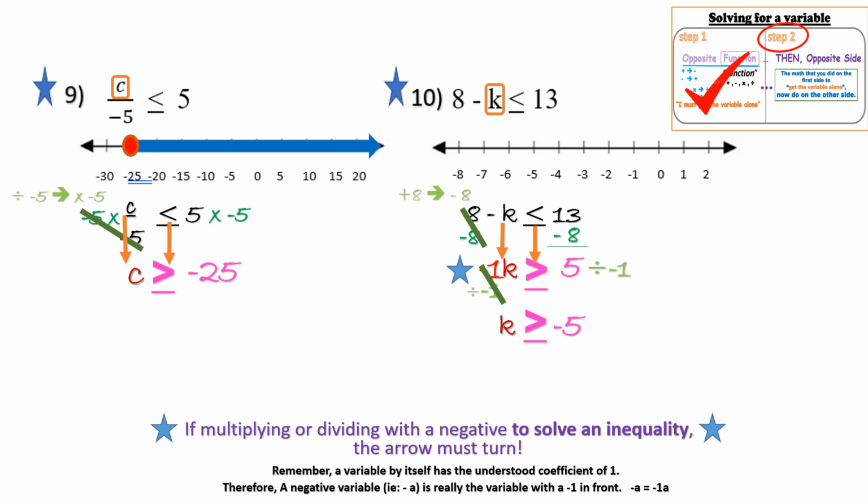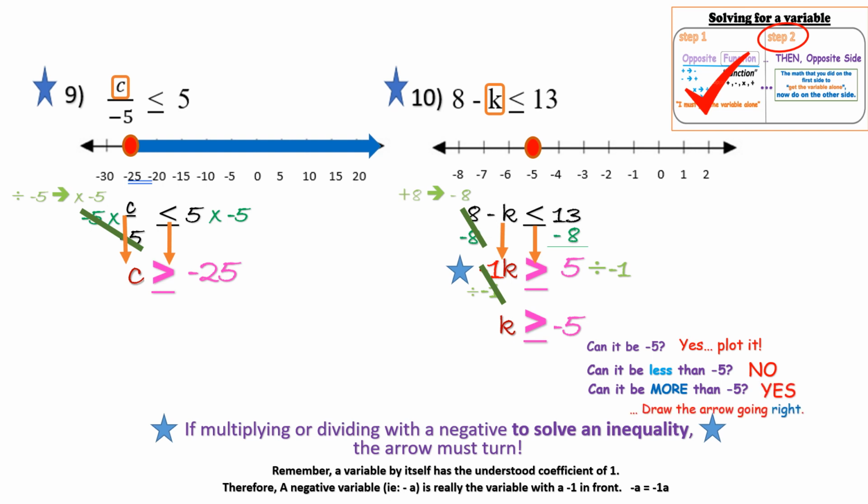Because therefore, when I go to plot it on my graph as an inequality, my arrow is now pointing in the right direction. So I can ask, can k be negative 5? Yes, it can. So I know I want to plot a complete circle at negative 5. Can it be less than negative 5? Well, the arrow is now pointing to the negative 5, so that's going to be a no. Therefore, can it be greater than negative 5? That answer is going to be yes. So I'm going to draw an arrow to the right.